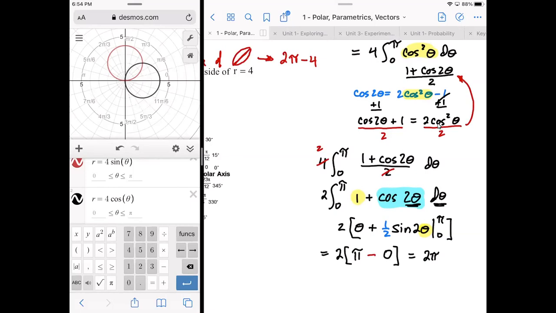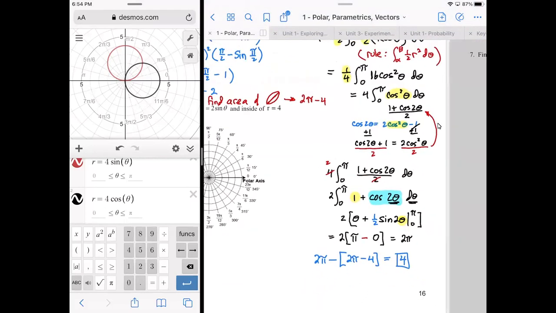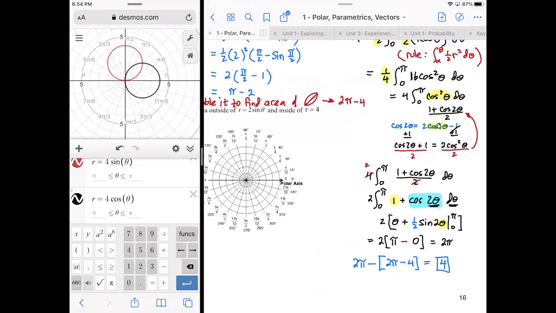Now, what I need to do is figure out what the area of that shaded region would be by subtracting from this value. So I have 2 pi. Subtract from it the 2 pi minus 4 that we came up with earlier. Okay. Distribute. The 2 pi's are going to go away, and after all that, we get a shockingly simple 4. And again, it doesn't have units, so it would be 4 square units.